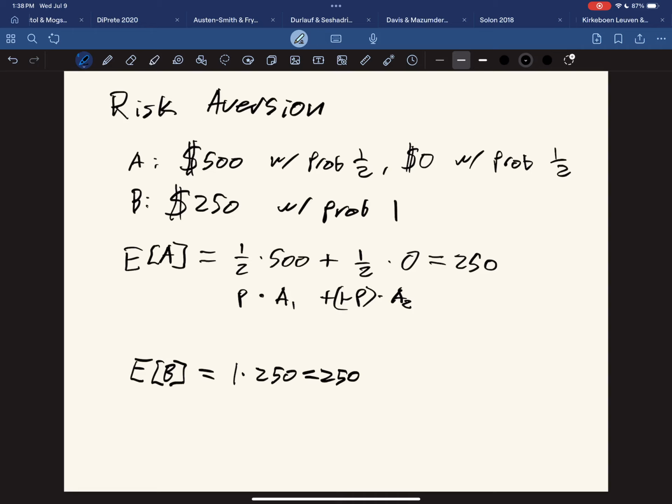However, in one there's a 50% chance you get $500 and a 50% chance you get nothing, and in the second you're guaranteed to get $250. Think about which you would choose for a second. Most people would choose Lottery B. They prefer the guaranteed income to the chance of a really high income. And maybe you're different. Maybe there's something you really want to buy with $500.